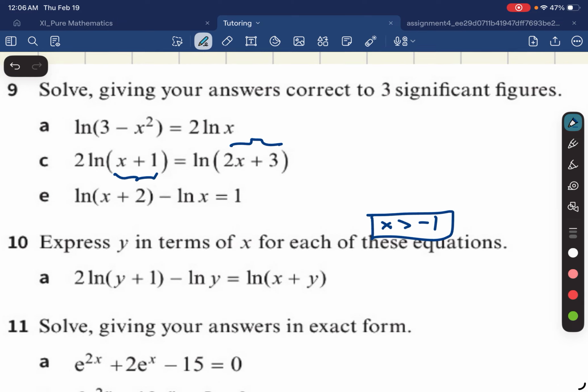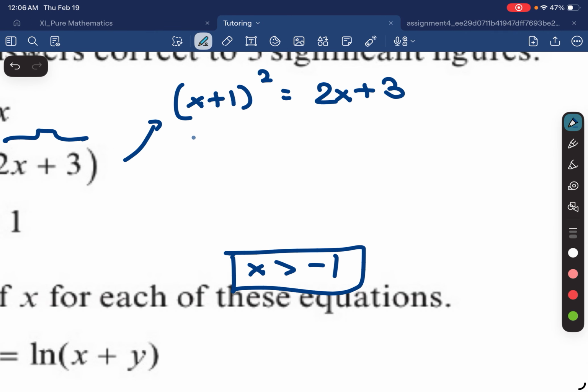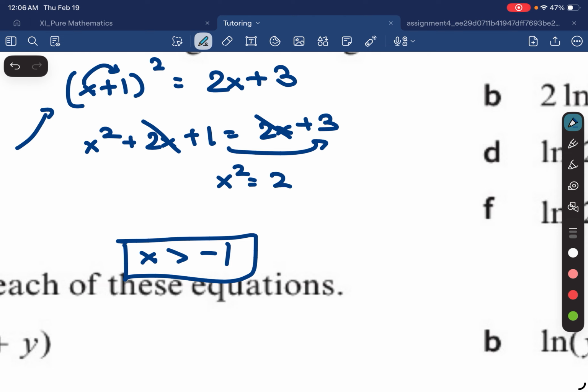So let's solve it. I don't like numbers in front. So from this, we can deduce that x plus 1 squared is going to be equal to 2x plus 3. So you have x squared plus 2x: x times 1 is 1x, times 2 is 2x, plus 1 is 2x plus 3. If you subtract 2x on both sides, these get cancelled out, and x squared is going to be equal to 3 minus 1, which is 2. So x is going to be positive square root of 2. Negative square root of 2, if you calculate it, is less than negative 1. So square root of 2 is 1.41, to two significant figures.